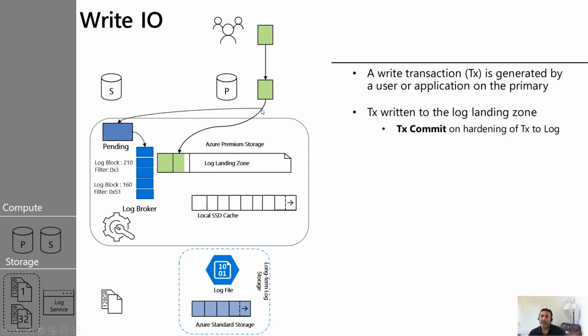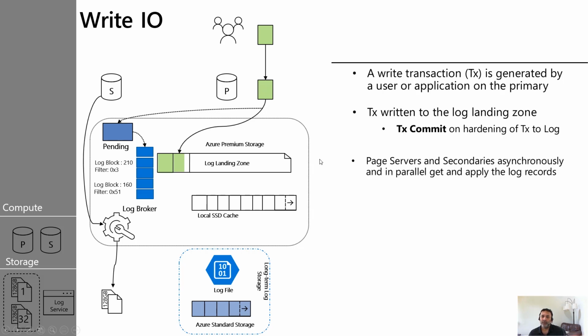At the same time, this transaction or log block is sent to this pending area of the xlog process, which is then populated into broker. Right? So broker is what this xlog process then distributes that log or serves the get log requests from different actors like page servers in the system. But the durable commit point is landing zone.